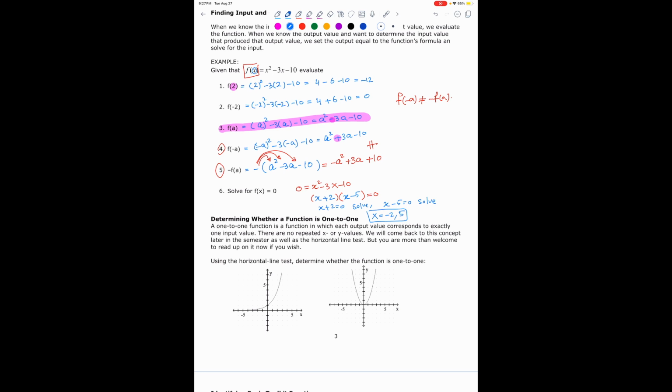We're going to use the horizontal line test to determine whether the function is a one-to-one function. The horizontal line test says if there is a possibility for the horizontal line to cross the graph more than once, then the function isn't a one-to-one function. If the horizontal line crosses the graph just once, then that function is a one-to-one function. So for example, the first graph here, the horizontal line crosses the graph just once, so this is a one-to-one function.